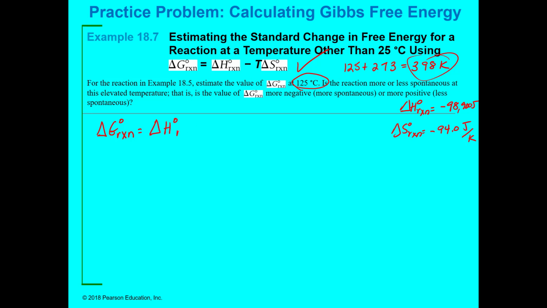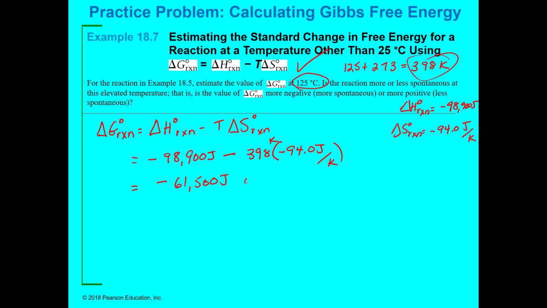So the delta H0 of the reaction minus T times delta S0 of the reaction. So I plug and play, equals a negative 98,900 joules minus 398 times a negative 94 joules per K. Sorry, and that's K. And so I end up with a negative 61,500 joules, or a negative 61.5 kilojoules. Now, that is still spontaneous.